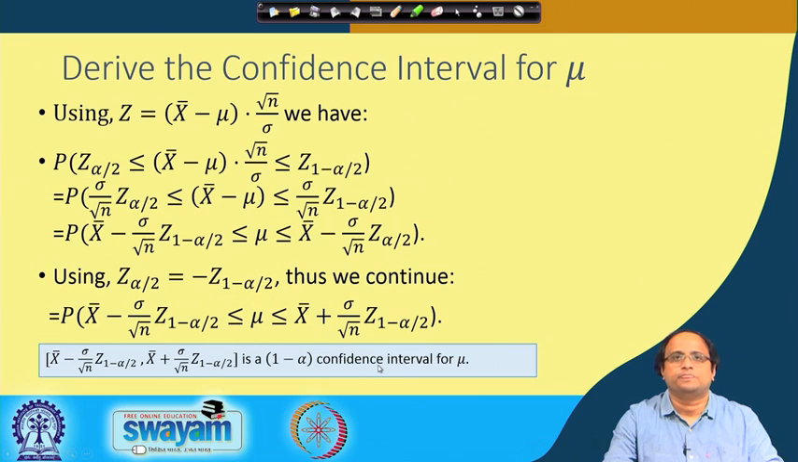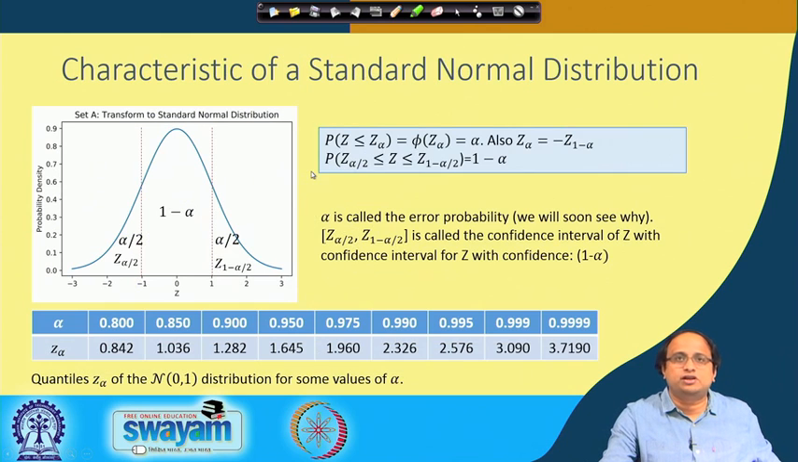So, let us now define the confidence interval for mu, which we are trying to estimate. As I said, Z follows a standard normal distribution, where Z is equal to (x bar minus mu) times root n by sigma. So we are trying to limit Z between Z alpha by 2 and Z 1 minus alpha by 2. That is the confidence interval that we just saw.